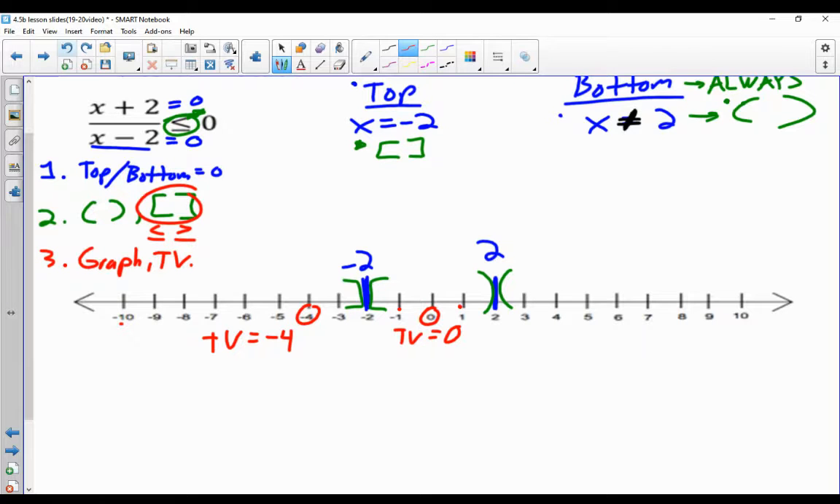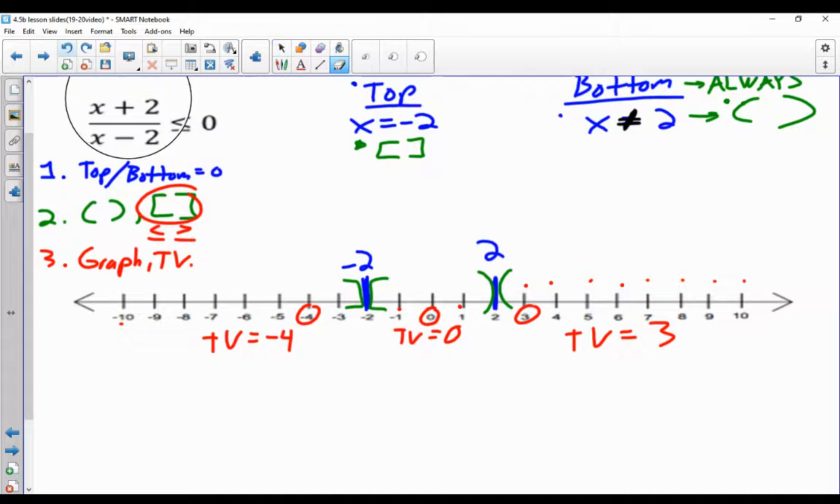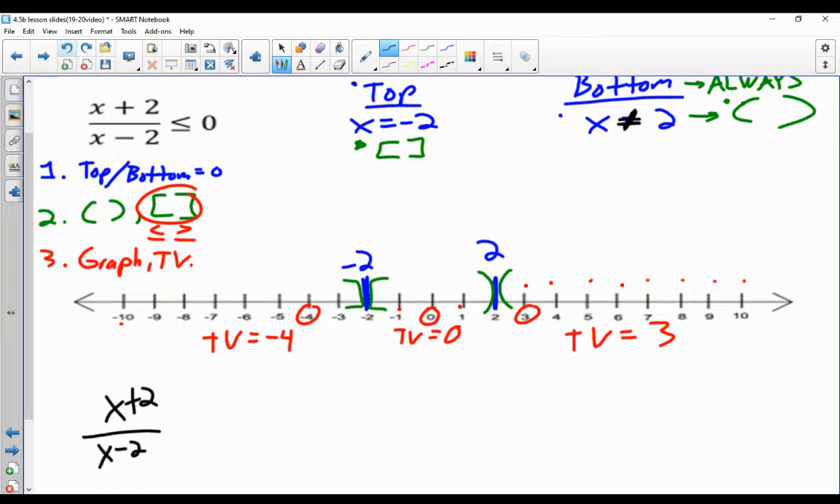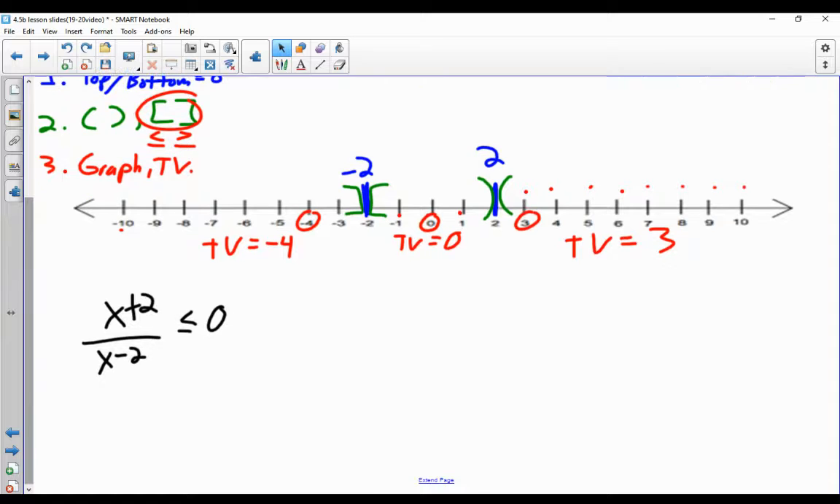And then for the third interval, I can't pick 2 because that's the blue border, but I can pick 3, 4, 5, 6, 7, 8, 9, and so on. I'm going to go ahead and pick 3. So test value of 3. All right. So we got our 3 test values. Now we just have to plug them into our inequality, where it is x plus 2 all over x minus 2, and it's less than or equal to 0. All right, let us begin.